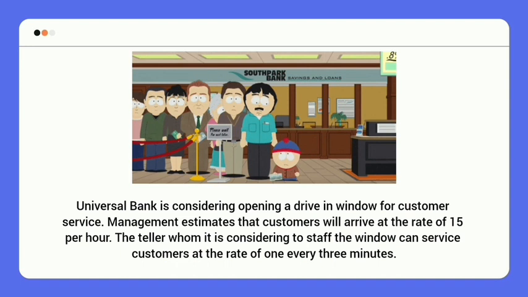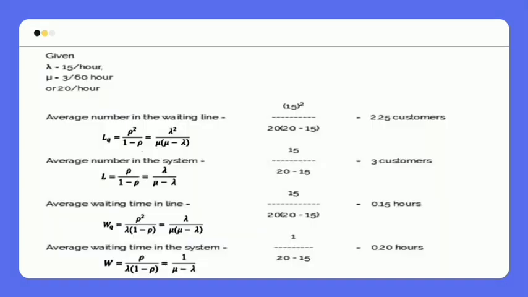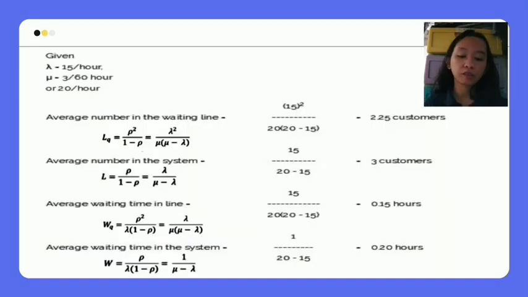Universal Bank is considering opening a drive-in window for customer service. Management estimates that customers will arrive at a rate of 15 per hour. The teller, whom it is considering to staff the window, can service customers at the rate of 1 every 3 minutes. To get the average number of customers in the waiting line, the formula is LQ equals lambda squared over mu times mu minus lambda.